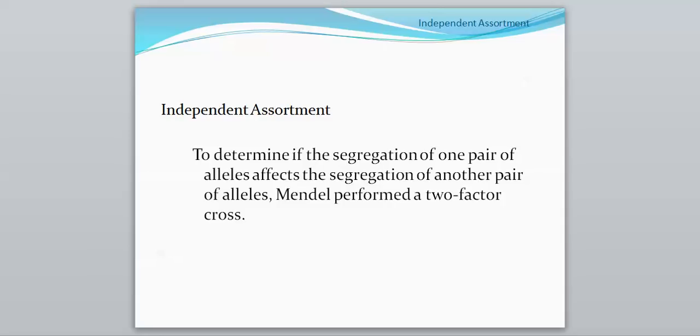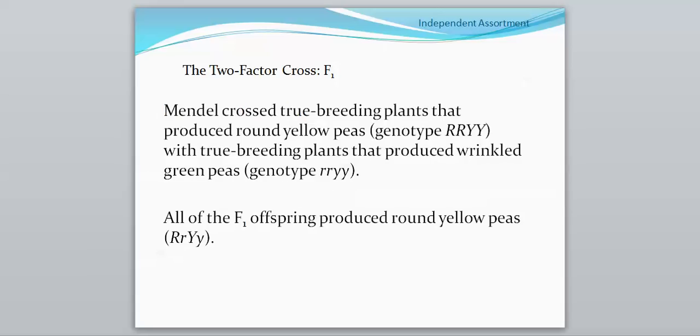So in order to do that, he performed a two-factor cross. We've been looking at one-factor crosses the last couple days, so he did a two-factor cross. Mendel crossed true breeding plants that produced round yellow peas. That's our genotype, big R, big R, big Y, big Y. Again, being true breeding, meaning that they're going to be homozygous. And then he used true breeding plants that produce wrinkled green peas with the genotype little r, little r, little y, little y. So that they're always going to produce wrinkled green peas, and the first one is going to always produce round yellow peas.